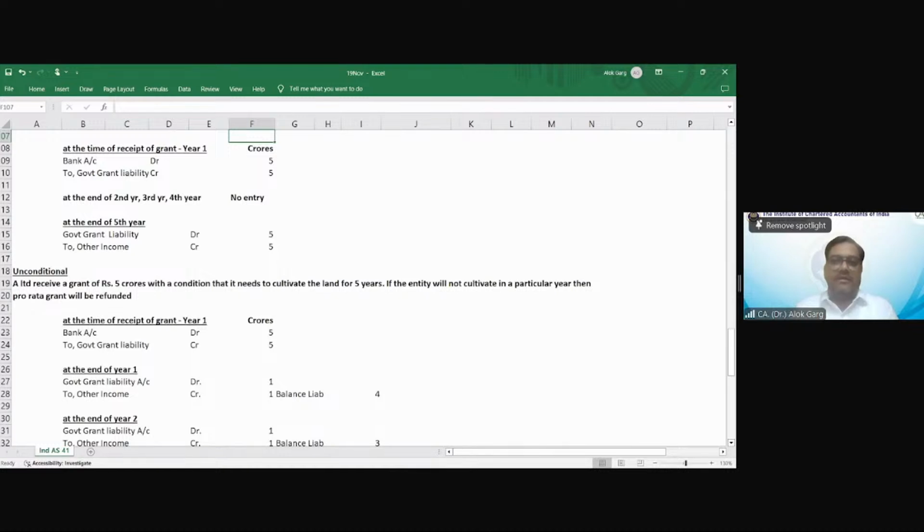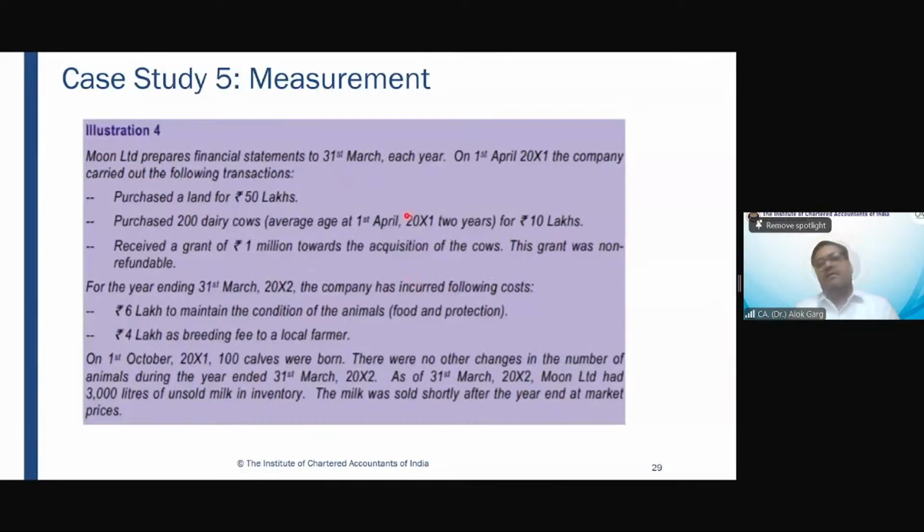Is that clear? Yes, sir, clear. Now we'll do a comprehensive question and then we will conclude today's session. Illustration number 4. This is a comprehensive question. Moon Limited. I hope my PPT is visible now.